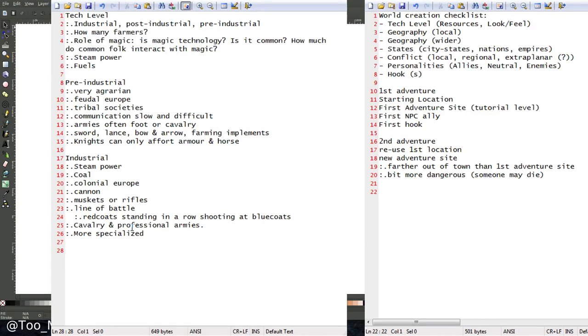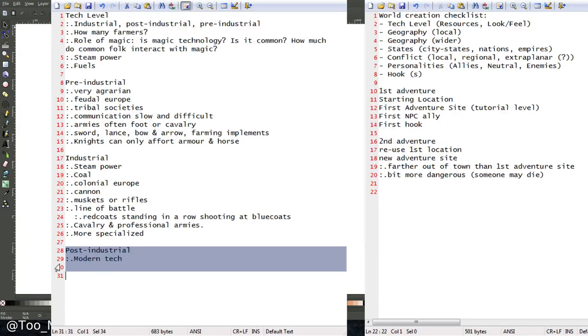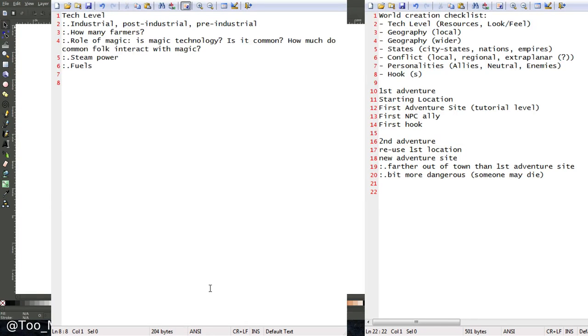Lastly, in the tech level tree, we get to post-industrial. This is going to be things like modern technology for a large part. Look around you, watch the news, pick up anything. We're not going to talk about post-industrial that much because I'm not going to be doing a far future-based setting. I'm going to be doing a more history-style setting. So I'm not going to spend too much time on post-industrial, but we can discuss it if people in the chat want to, but otherwise I'm going to move on to talking about how magic fits into a world.